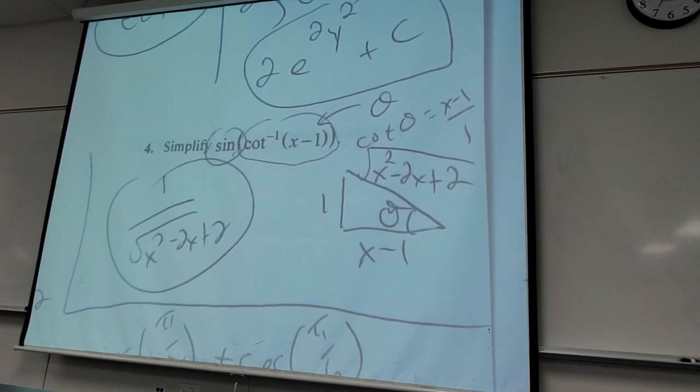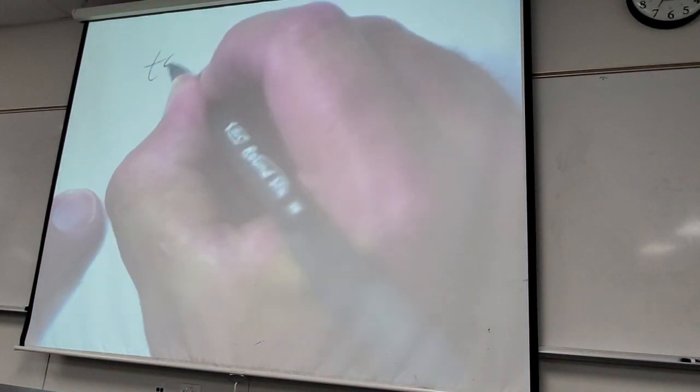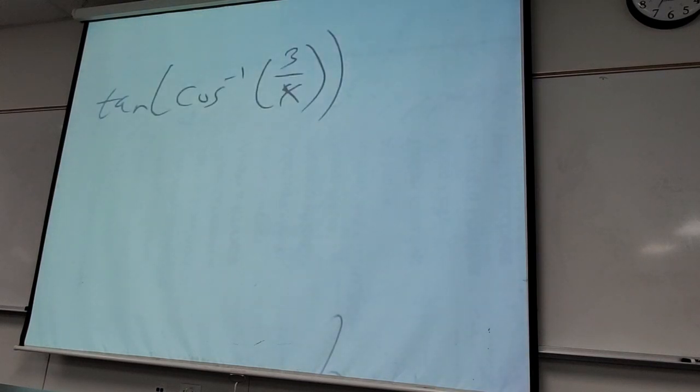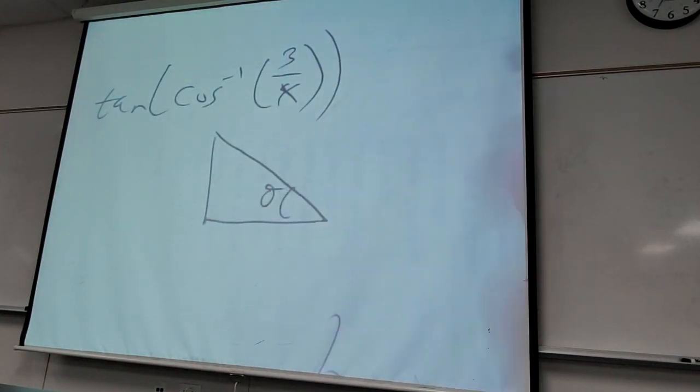So real quick, let's do another one. If I said, what is the tangent of the inverse cosine of 3 over x? What would that triangle look like? Well, the cosine is to be 3 over x, so what's got to be 3?